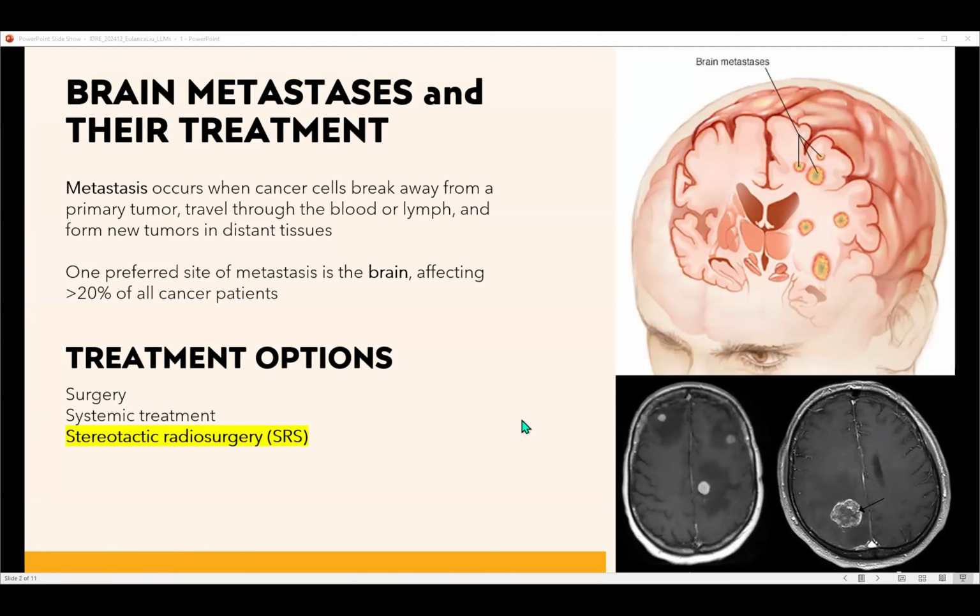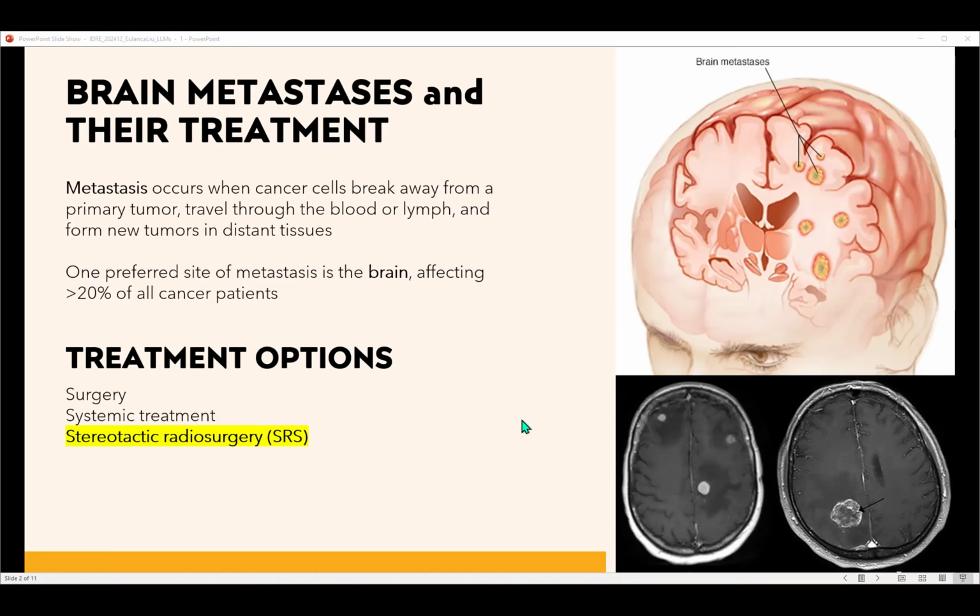So when a patient does develop brain metastases, they have several treatment options. They can do surgery, which can be fairly morbid and is usually reserved for metastases that are very large and causing significant neurologic symptoms that require urgent decompression. They can try systemic treatments, but not all medications cross the blood-brain barrier. So this can be a problem.